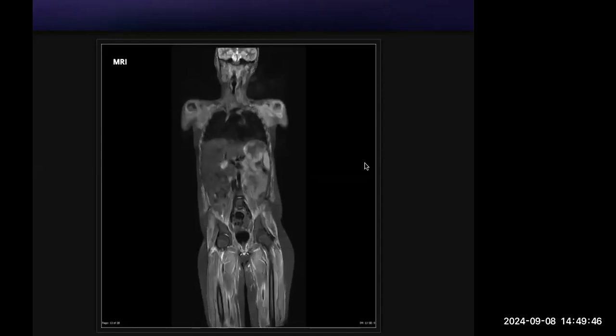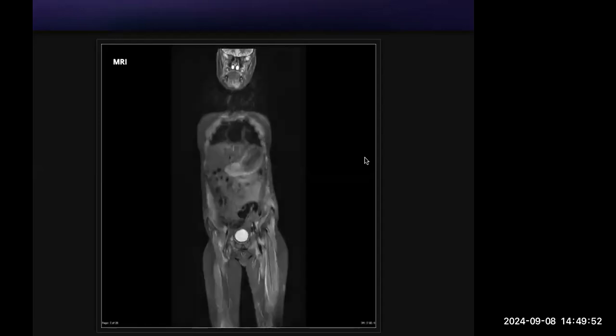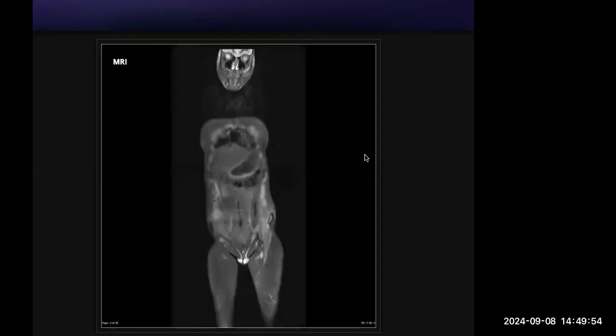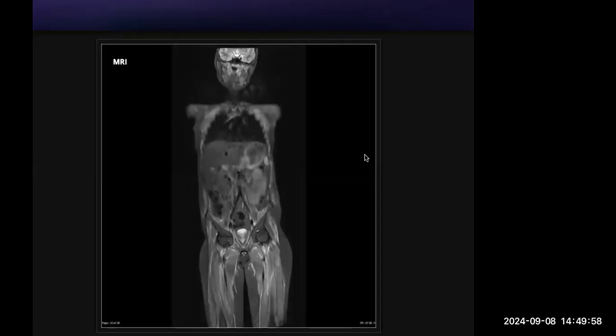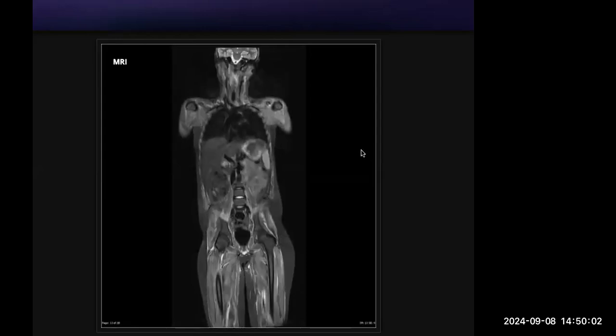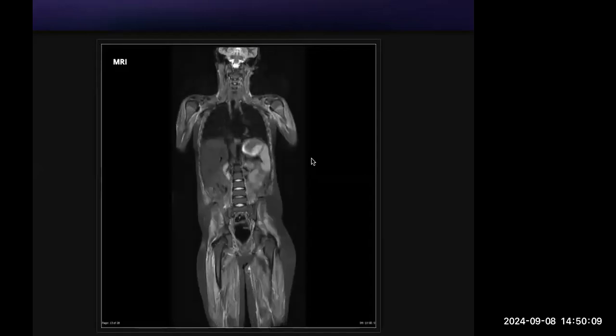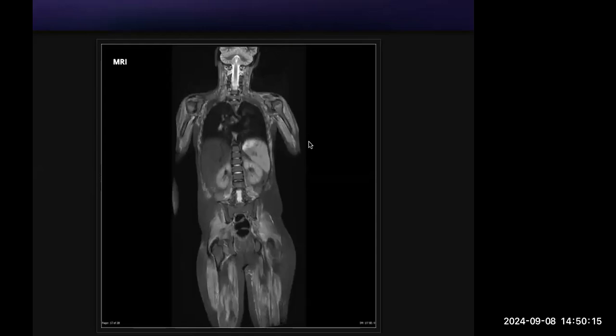This is your next case. This patient has diffuse body pain. This is a whole body MRI scan in fluid sensitive sequence and fat suppressed. I'm going through the coronal images slice by slice.